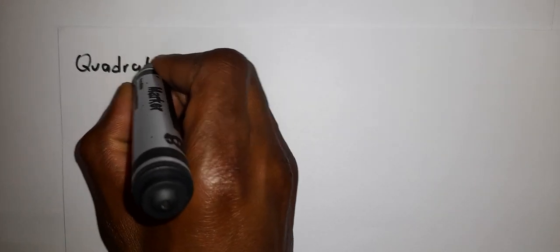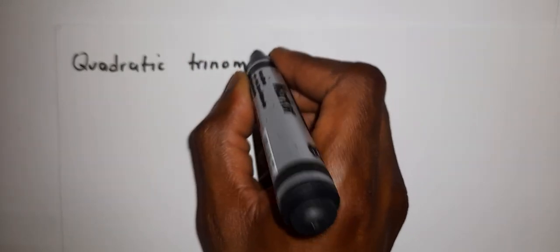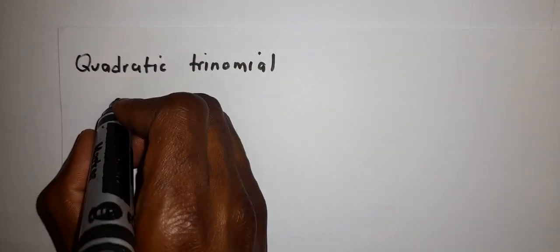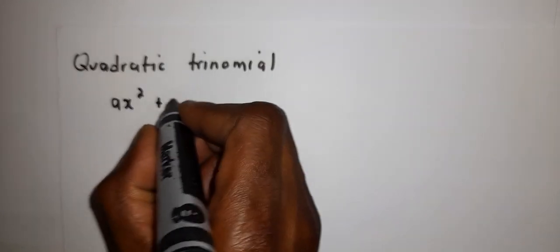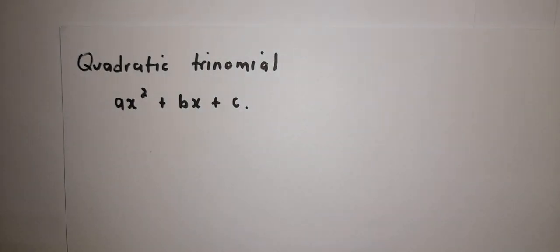Let's look at factorizing a quadratic trinomial. Factorizing a quadratic trinomial. Right, one needs to understand that a quadratic trinomial takes the form ax squared plus bx plus c. Right, without any further ado, I just want to explain this one with an example.